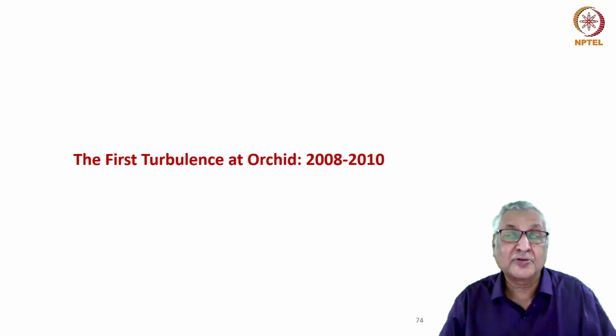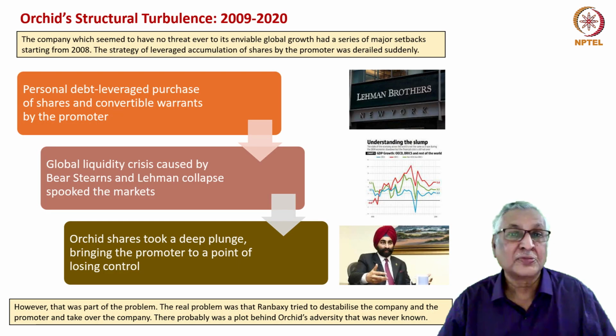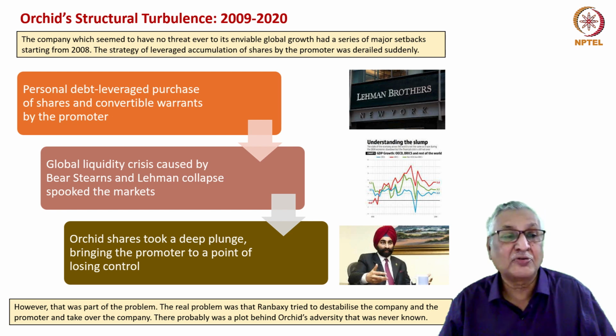But Orchid encountered the first air pocket in its business growth journey in 2008, and that lasted up to 2010. I would call this the first turbulence at Orchid, 2008 to 2010. The company, which seemed to have no threat ever to its enviable growth, had a series of major setbacks starting from 2008. The strategy of leveraged accumulation of shares by the promoter was derailed suddenly. Personal debt leveraged purchase of shares and convertible warrants by the promoter was one of the features of this turbulence.